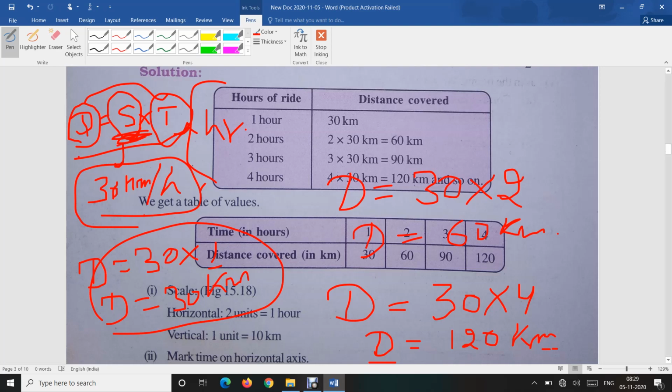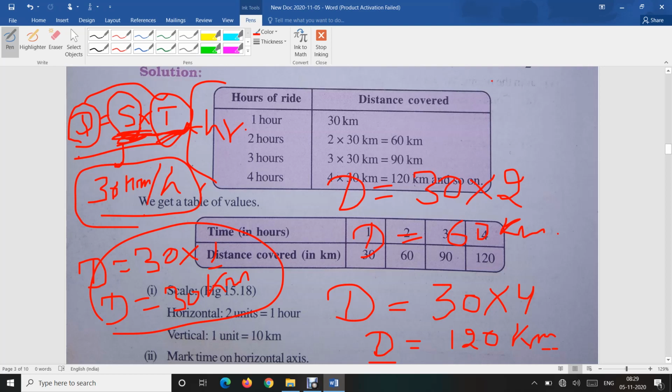Just like speed is independent here, because speed is neither increasing nor decreasing. It doesn't matter whether distance is increasing or time is increasing. Speed is the independent variable and distance is the dependent variable here, and also the time is the independent variable.